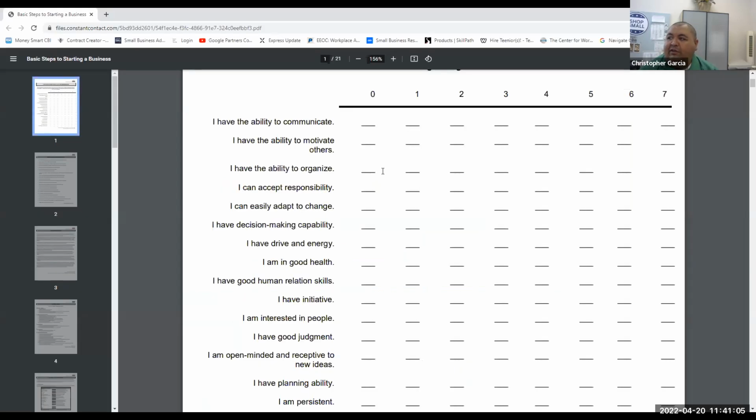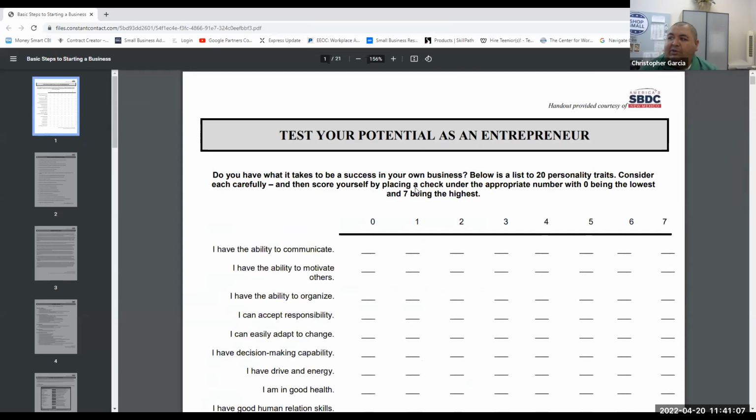Can you raise your hand for me if you're seeing the document called Test Your Potential as an Entrepreneur? Okay, very good. Thank you all. If you're not seeing it, you could chat over what you are seeing. I'd love to know. So here's the document, Test Your Potential as an Entrepreneur.